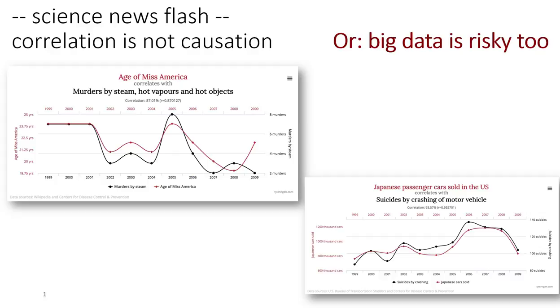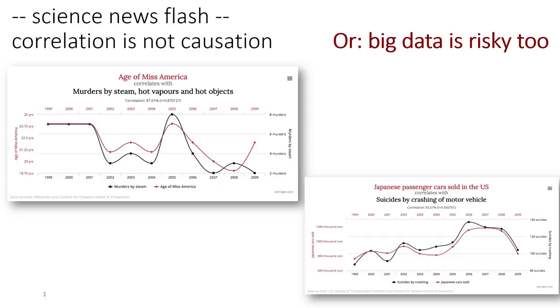There are quite a few more actually, cited. Two examples here, for instance, see the number of murders by steam, hot vapors, and hot objects actually correlates almost perfectly with the age of Miss America in a given year. I don't think there is a real correlation going on, and you see it changing a little bit in 2009. There was some kind of causal thing that made the correlation go haywire, but you see here that it looks stunning. If it were something that you had considered beforehand, before looking at the data, then you would argue, well, this is a nice story, because I had the story first, and then I look at the data, and then I find it.